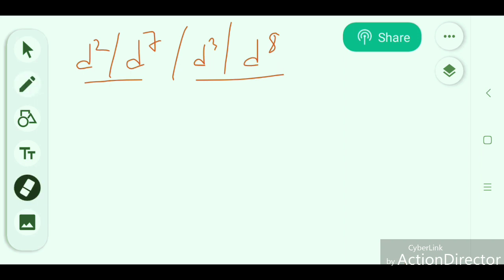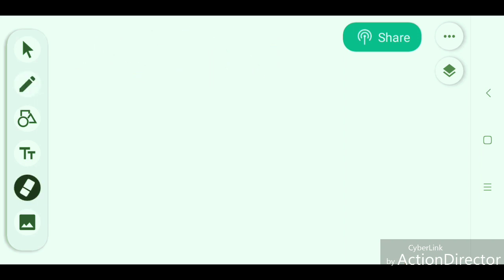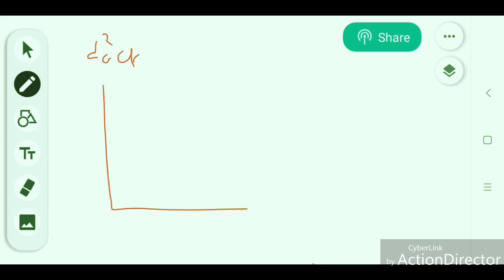So for d2 configuration, d2 and d7 have the similar pattern, so I am drawing the Orgel diagram for d2 configuration. For d2 configuration in an octahedral field, the Orgel diagram will be like this. This is E, and this coordinate is delta O. There are two terms, one is 3F and the other is 3P. We have to mention the P term, where the ground state term is F.